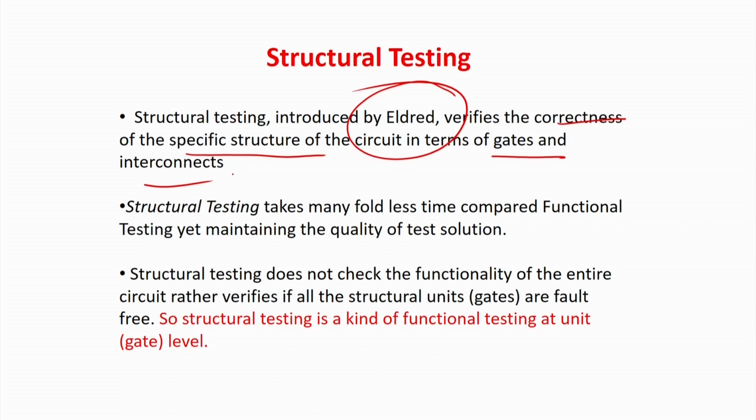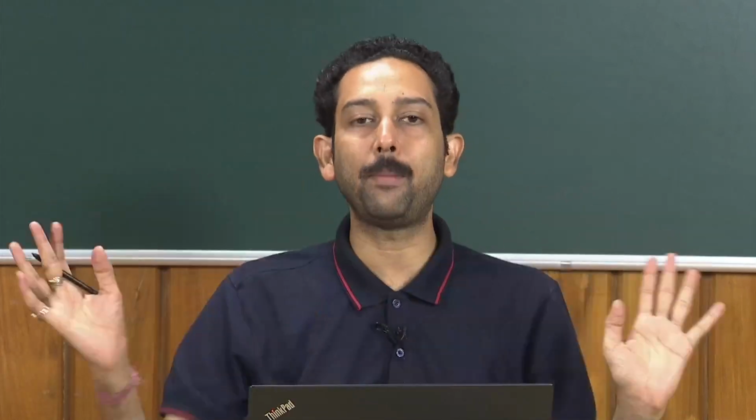So what is the idea? I will not look at the entire circuit as a functionality. It may be a processor, it may be a calculator, or some kind of GCD calculator, or something like a comparator. My idea is that I want to see whether all the gates, which are the basic building blocks of the circuits, and the interconnects are properly functional or not.